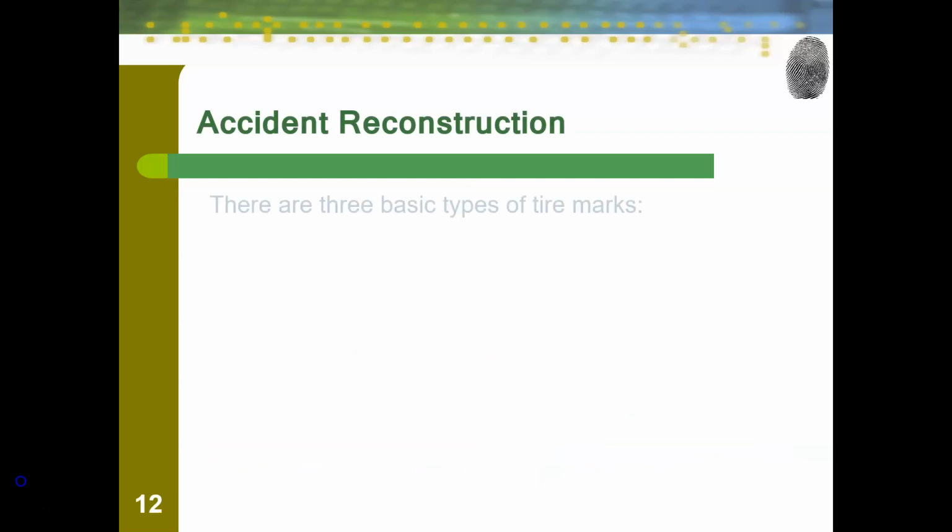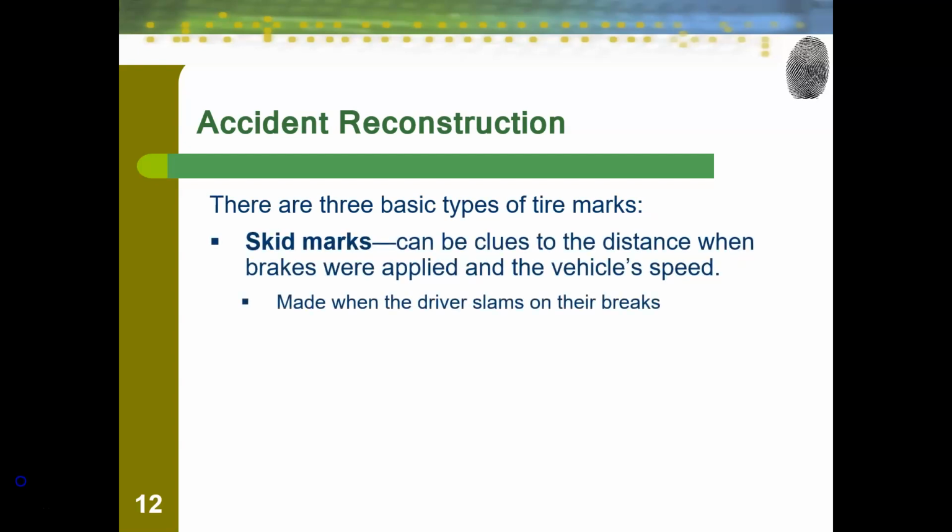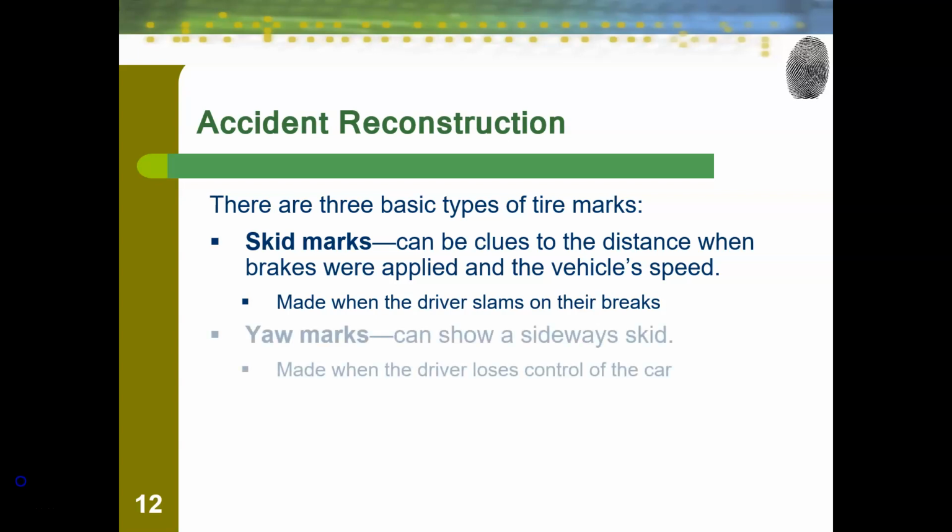So when it comes to accident reconstruction, we are looking for 3 basic types of tire marks. The first type is skid marks, and these can be clues to the distance when a vehicle's brakes were applied and the vehicle's speed. So essentially these are made when the driver slams on the brakes. The faster the driver was going, the farther the car is going to skid before it comes to a stop. So by measuring the length of that skid mark, we can get an approximate speed.